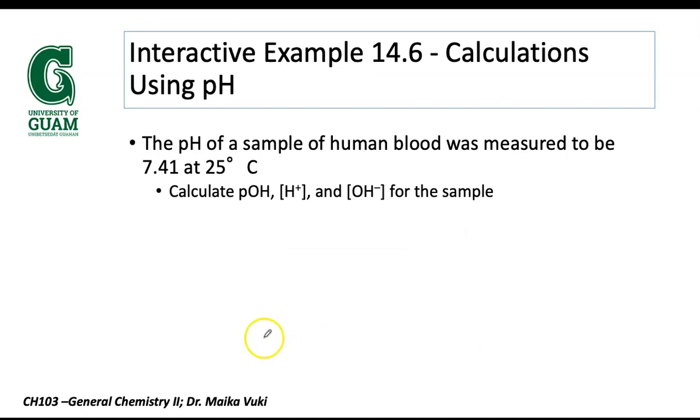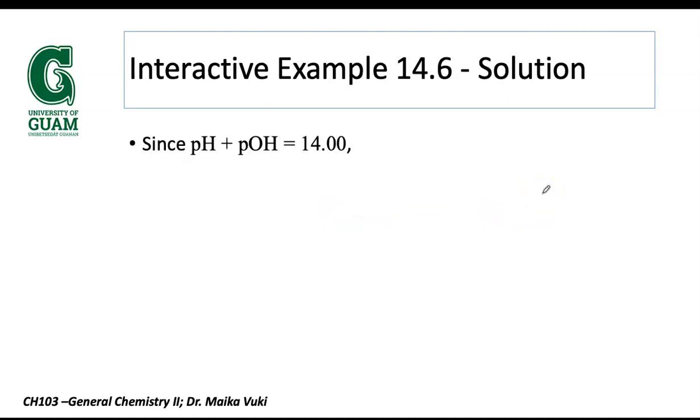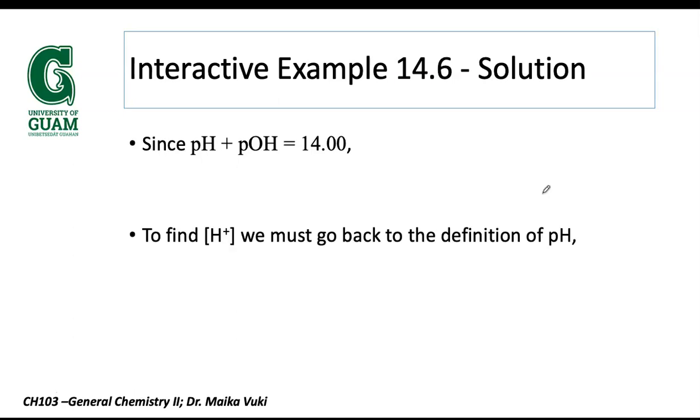So let's look at this example. The pH of human blood was measured to be 7.41 at 25 degrees Celsius. Calculate pH, pOH, H plus, and OH minus. Let's look at that. Since that is the relationship, we can work out the pOH. So pOH is equal to 14 minus the pH, and that is this value here.